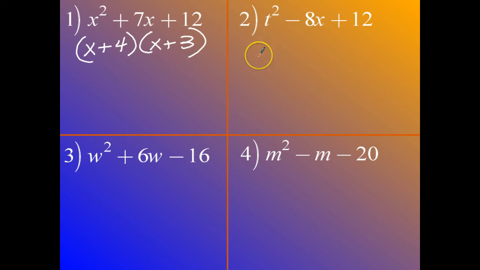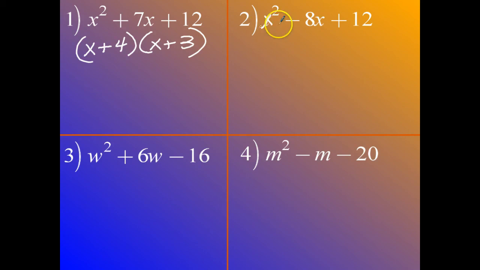Number 2. Hopefully I had a chance to do it. Let's take a look. Since this is a positive 12, I'm looking for 2 factors of 12 that add to get negative 8. Well, you could try 1 and 12. That's not going to work. I could try, oops, let's make this an x squared.